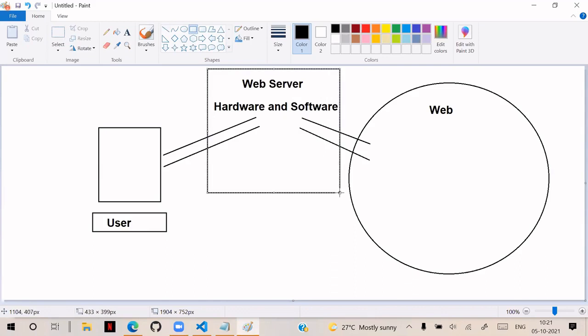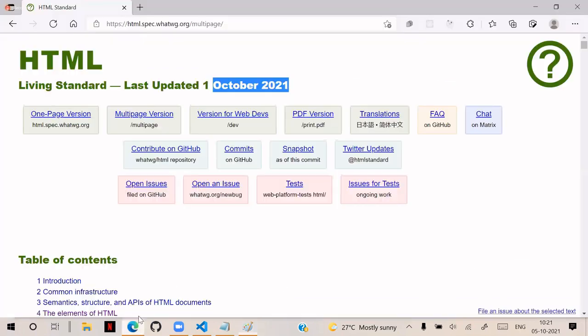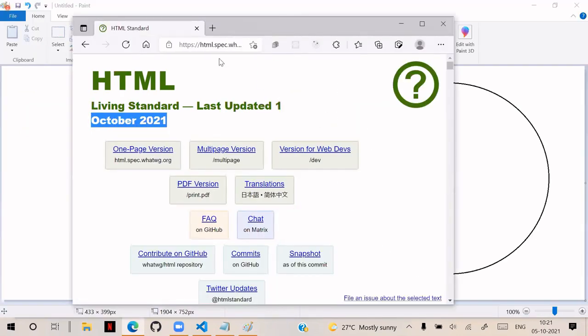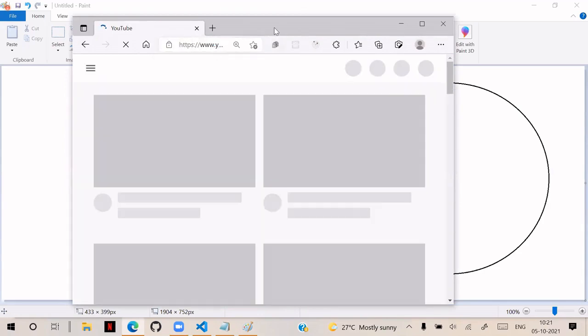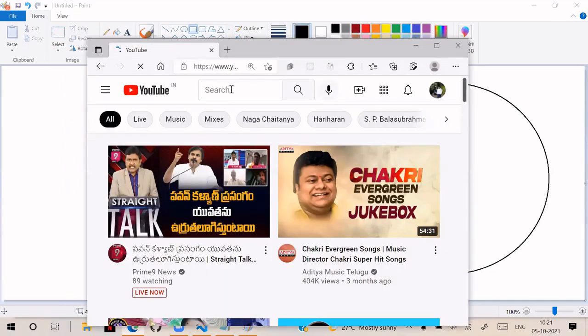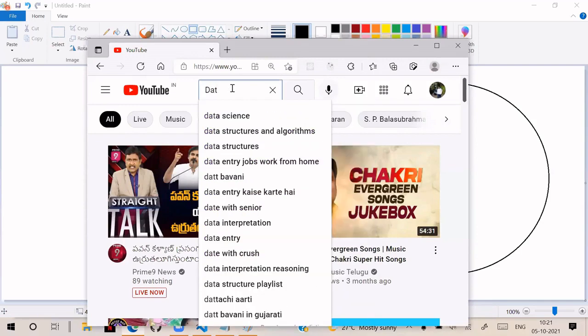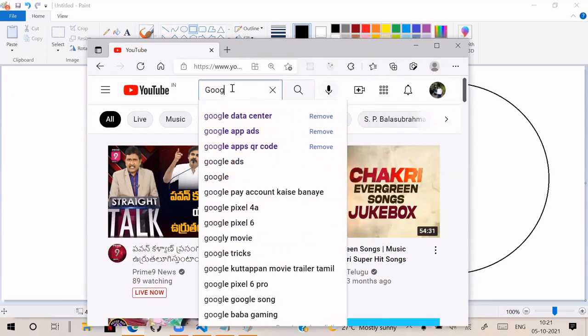Servers are very huge. For example, I will show you. Observe here, servers are very huge. I will show you one option here. Let's go to YouTube. On YouTube, I will search here for data center, Google data center.